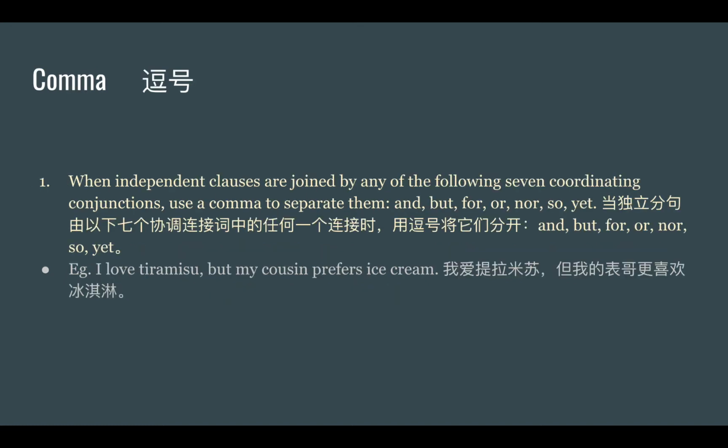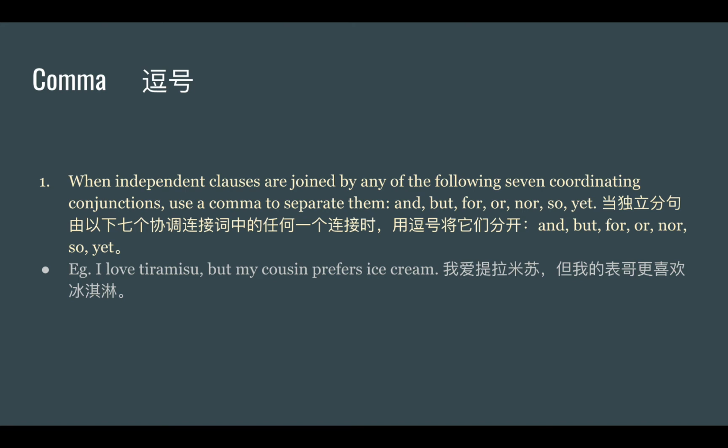Secondly, we're learning about the comma. When independent clauses are joined by any of the following 7 coordinating conjunctions, use a comma to separate them, which are: and, but, for, or, nor, so, yet.